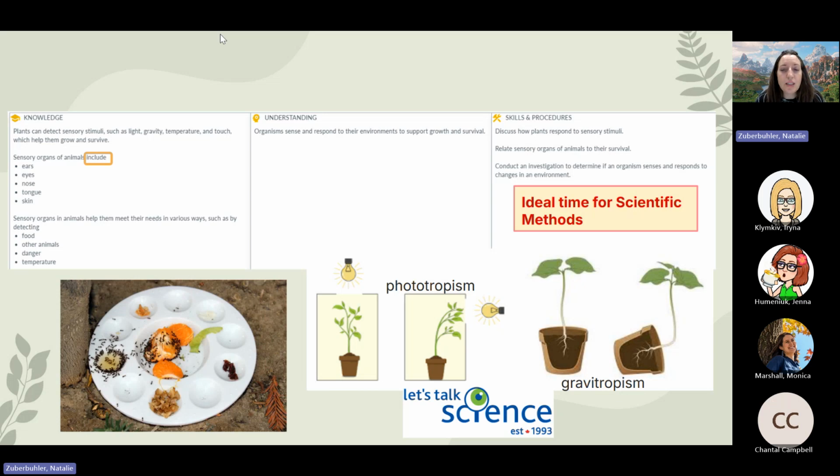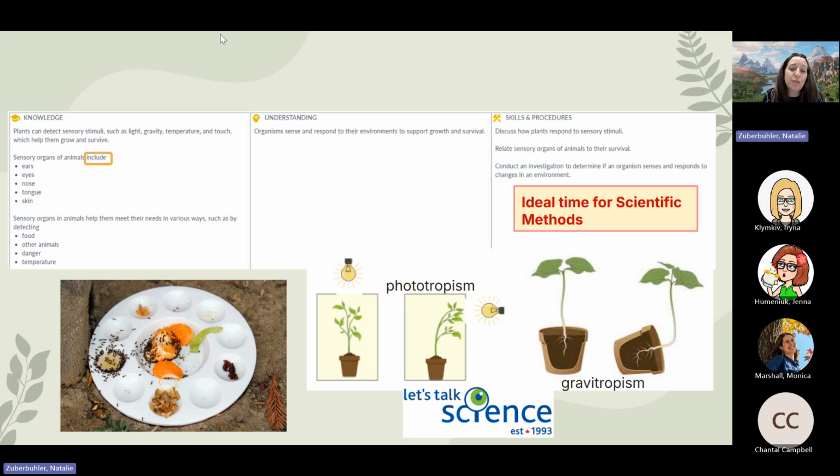Now, a lot of times we're like, well, what experiment can we do? Here's a couple of them for you. This phototropism and gravitropism is from one of our favorite websites called Let's Talk Science. Phototropism is that the plant will sense light and always grow towards the light, whereas gravitropism is the plants always want to grow upright.